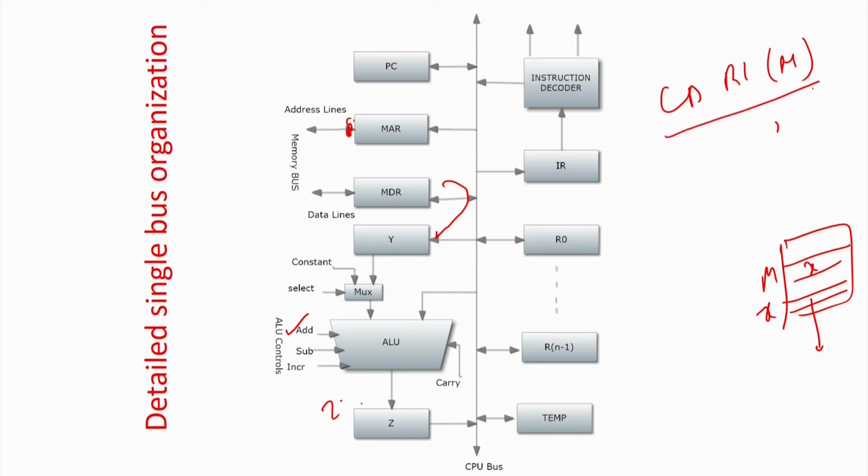Now, what are we doing? We are making IR out and loading the memory address register with M. This is done. Now the content of memory location, that is X, will be given into the memory data register after you wait for MFC.